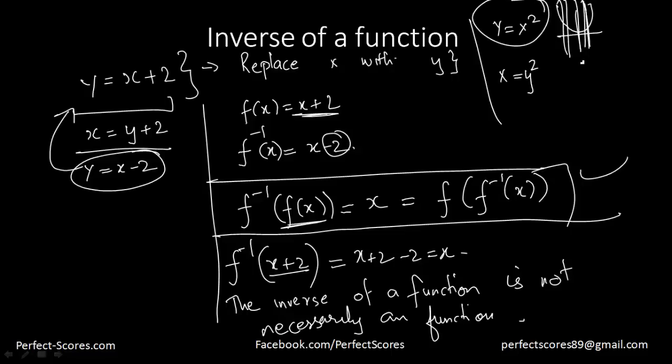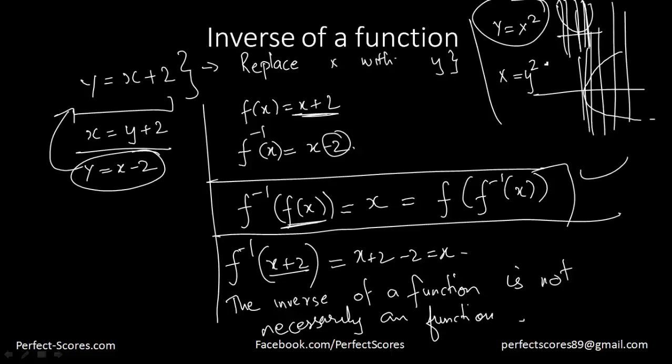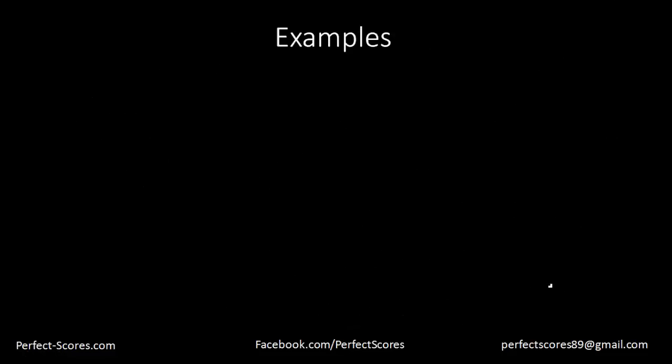X is equal to y squared. X is equal to y squared is going to look like this. Now in here, as you can clearly see, it does not pass the vertical test. So that means this is not a function. So that means it's not always true that inverse of a function will always be a function. It cannot be a function also. So I hope you're able to understand what I'm trying to say here, guys.